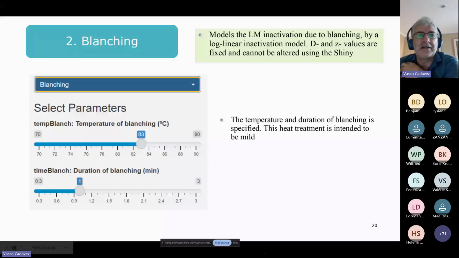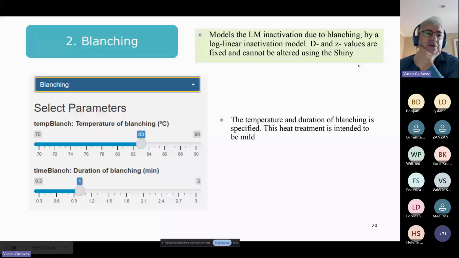Blanching is a simple set of parameters: the temperature of blanching and the time of blanching. So you can see what happens to the results if you change these two parameters. In this case, in blanching, we expect inactivation. So we use the log-linear inactivation model, and the D and Z values are fixed and cannot be altered using this interface, because these are internal parameters.